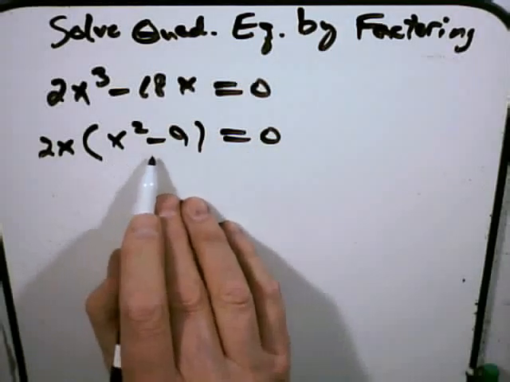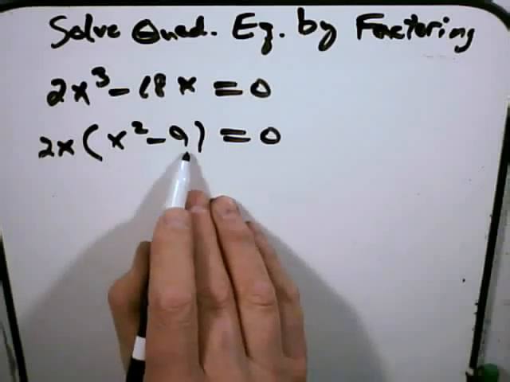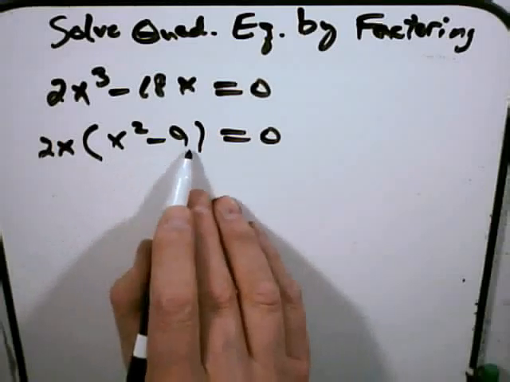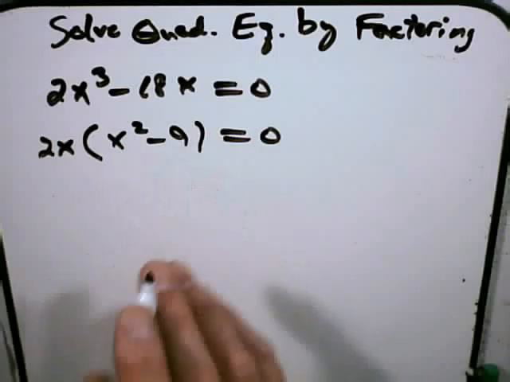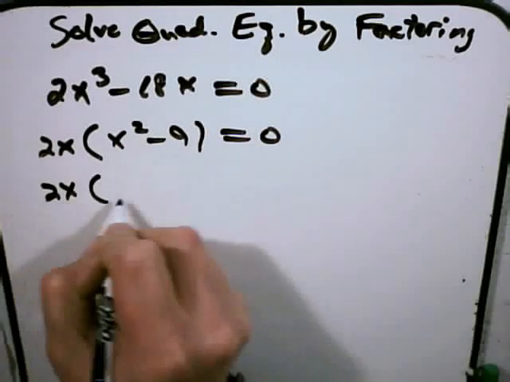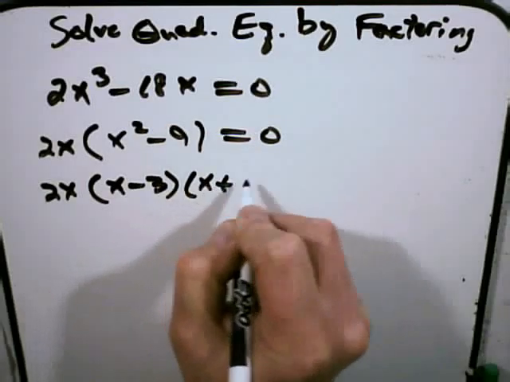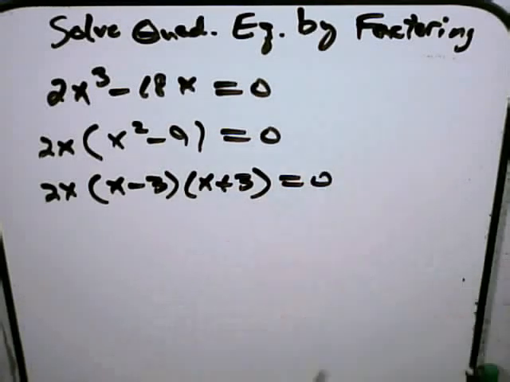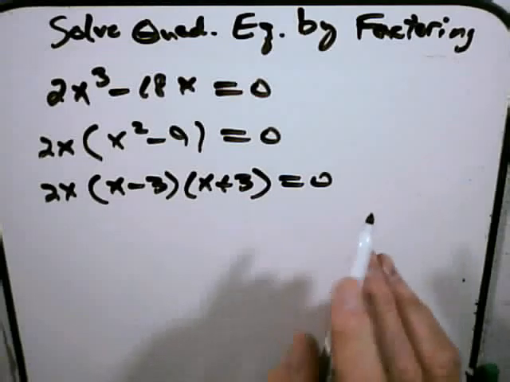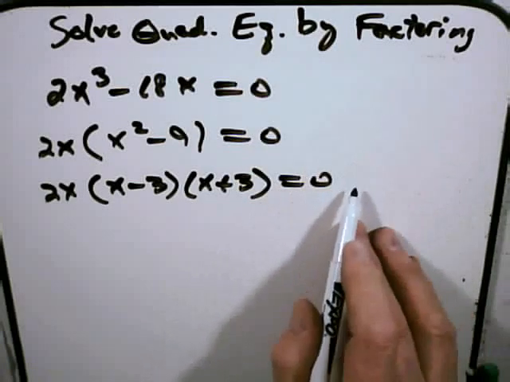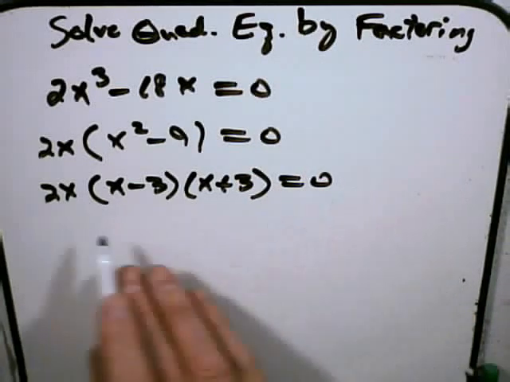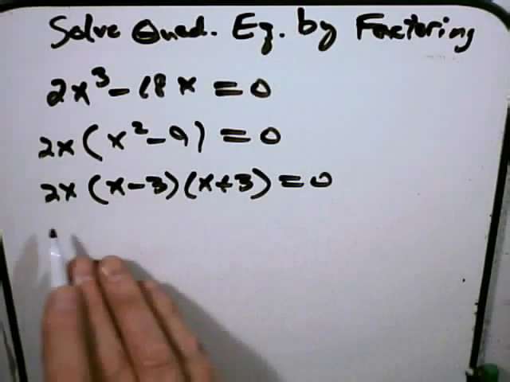Now we're in the position where we can recognize this x squared minus 9 as the difference of two perfect squares. So we can factor that some more. And that's going to be equal to x minus 3 times x plus 3, all equaling 0. Okay, so make sure that when you have an equation that you want to solve by factoring, you factor it completely before you go any farther.